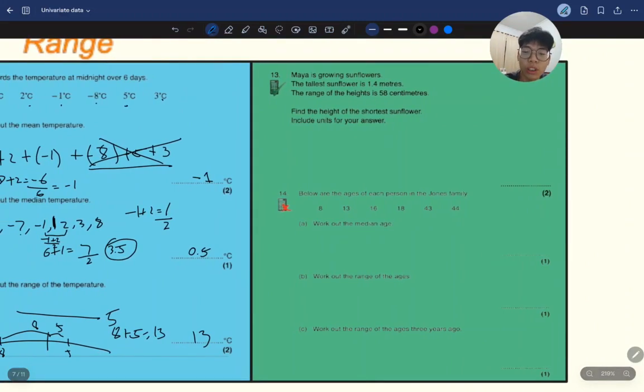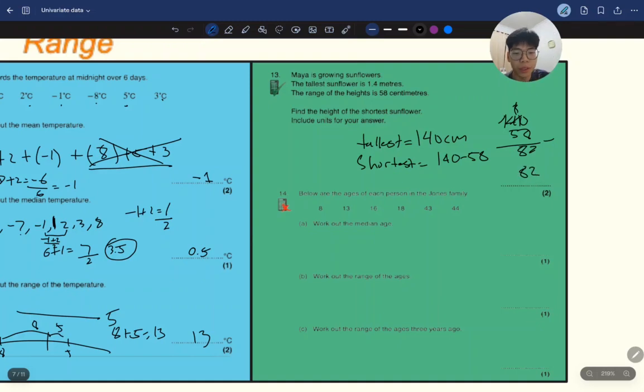Maya is growing sunflowers. The tallest sunflower is 1.4 meters. The range of the height is 58 centimeters. Find the height of the shortest sunflower and put units for your answers. So 1.4 meters is 140 centimeters, and this is the tallest one. Tallest one equals 140. So the shortest one should be 140 minus 58, which is 82. Simple as that.